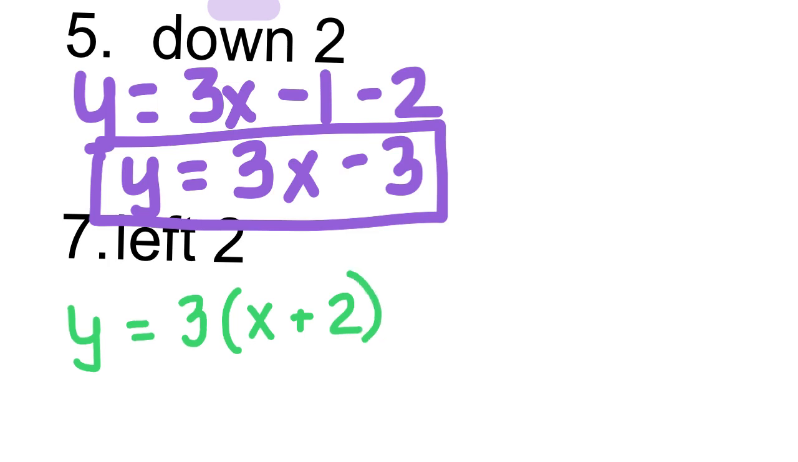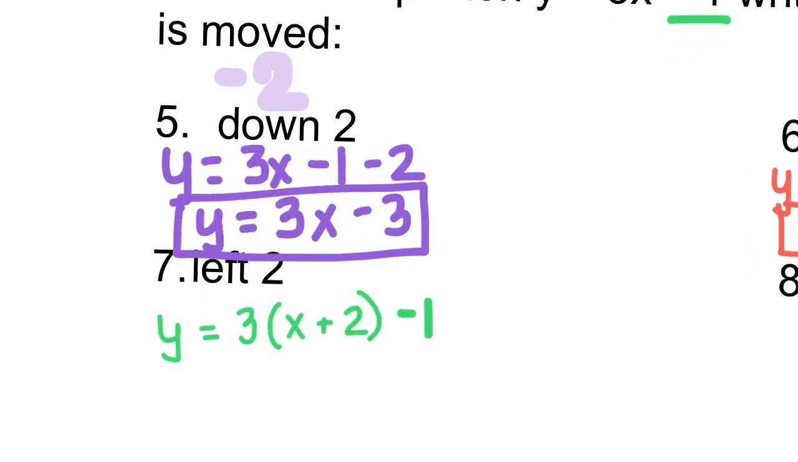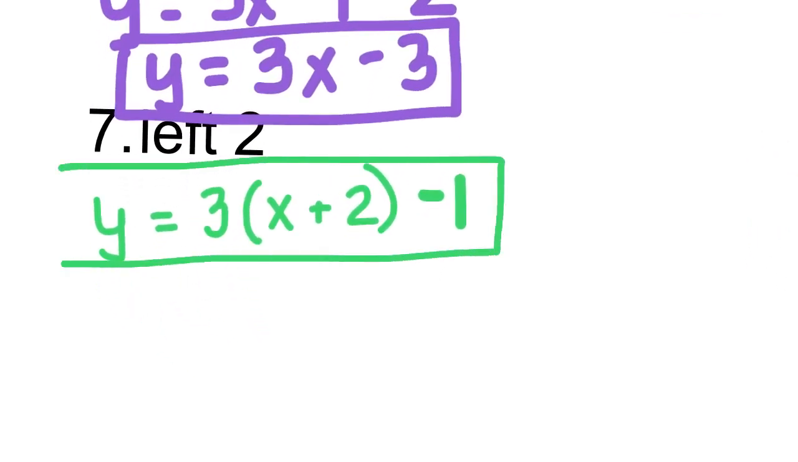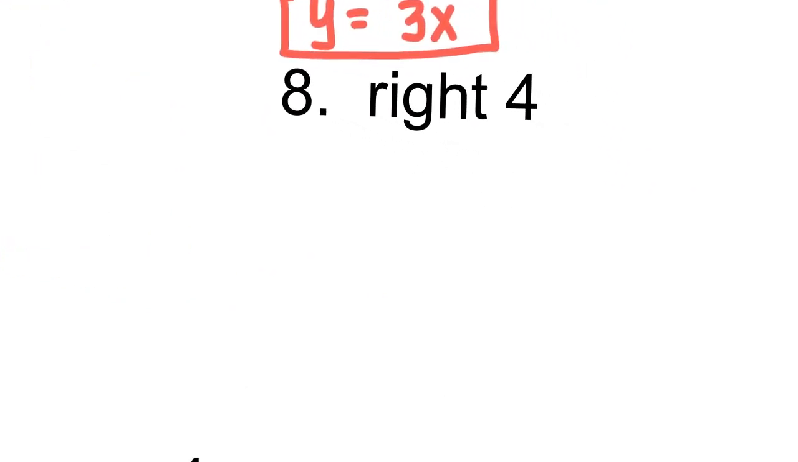And then we would also have the original minus 1 in our equation. Now on this one, we don't want to simplify it. I want you to be able to see that this right here, this x plus 2, has shifted the graph left 2. Now pause the video here and take a stab at number 8, moving the graph right 4.